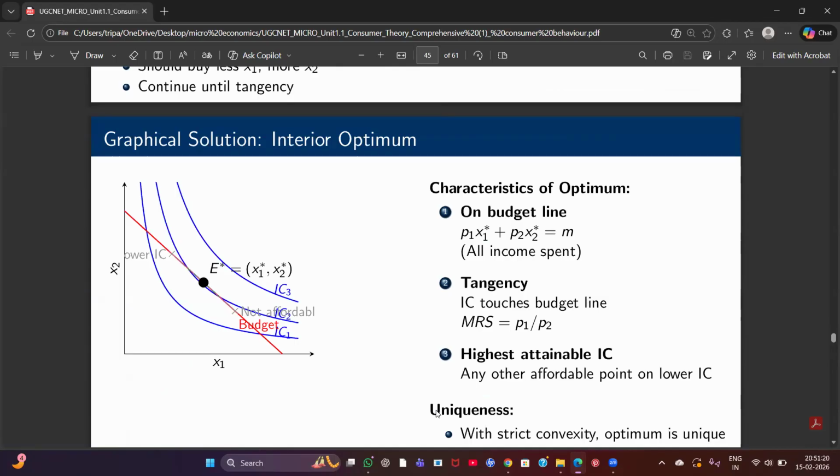The consumer will attain the optimum point or solution on the budget constraint. That means all his income will be spent, no income is left out. That means total expenditure should equal the consumer's total income. Second, tangency: the indifference curve touches the budget line. This is the second property. And third, any other affordable point will definitely be on a lower indifference curve.